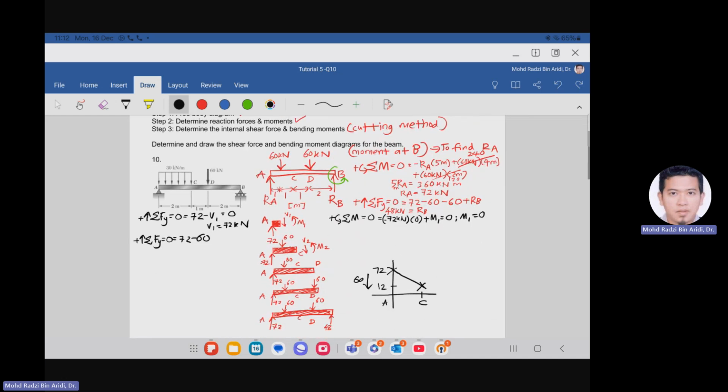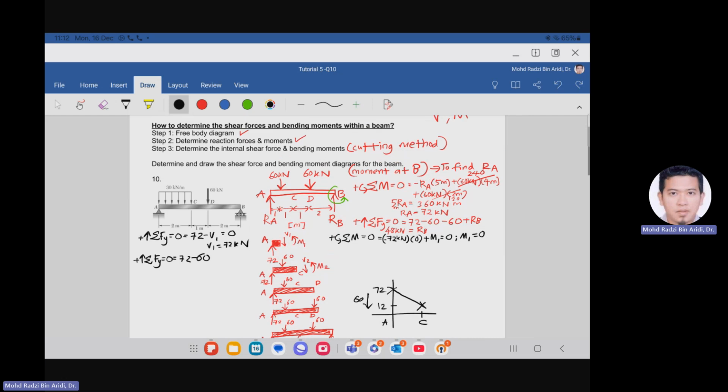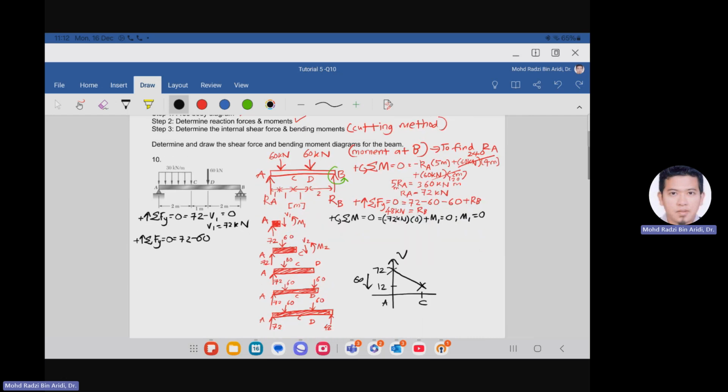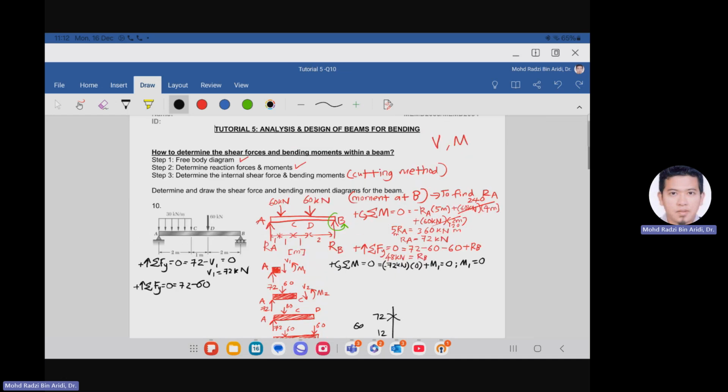As described here at our right bottom side, we have the drawing of the shear force. We can see the value for the shear force is decreasing from 72 to 12 due to the 60 kilonewton distributed load, and then the line is decreasing. We will draw this later. So let's find all the values first.